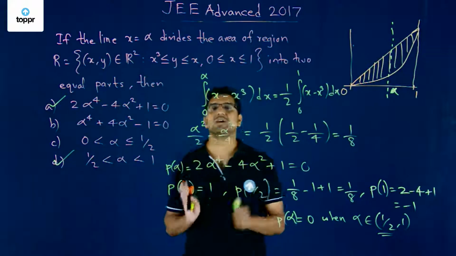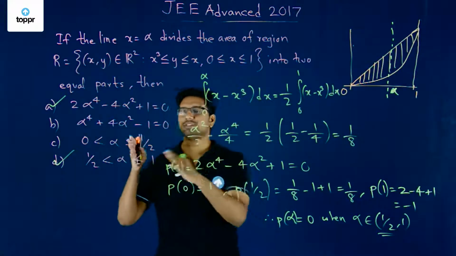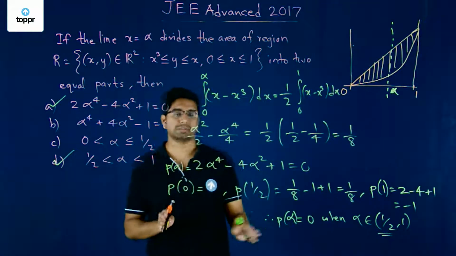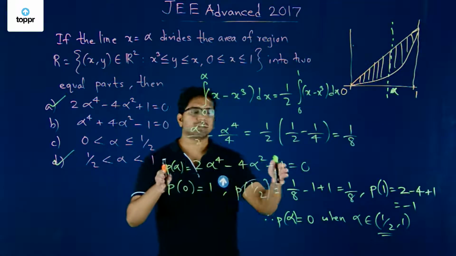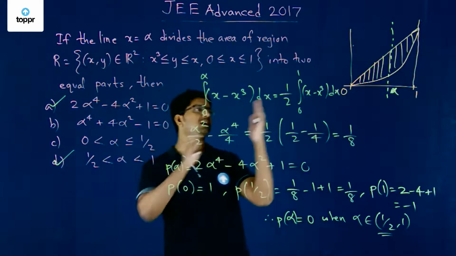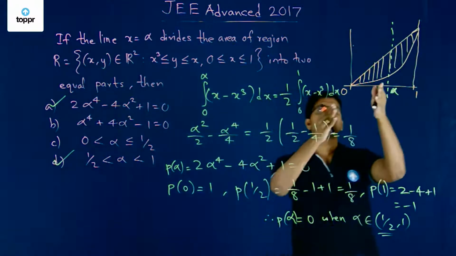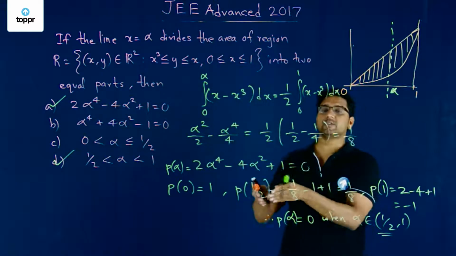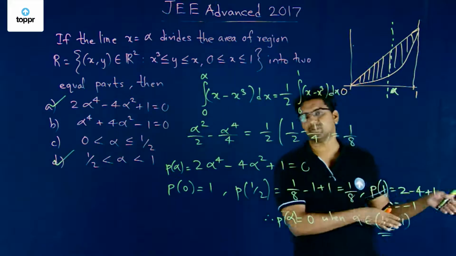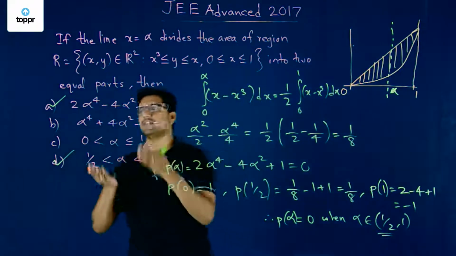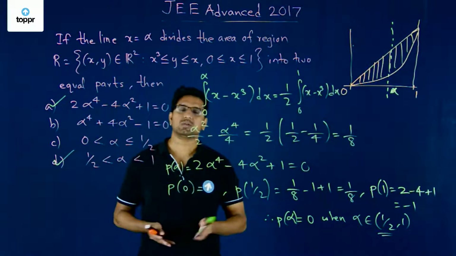As such, we cannot say anything about a zero between 0 and half just by using the intermediate value property, because if the sign is not changing, it does not mean that there are no roots existing in that interval. But geometrically, we know that there is only one possibility, that either it lies between 0 and half, or it lies between half and 1. We have already shown that it lies between half and 1, and thereby we have found both the right options to this particular problem.